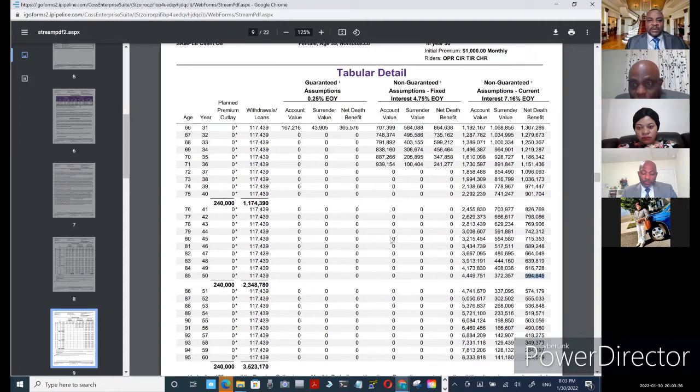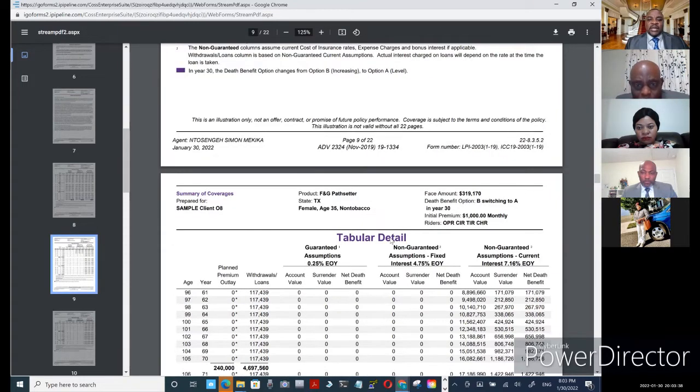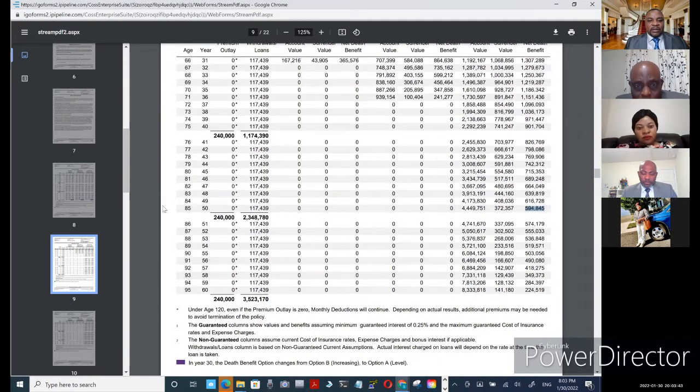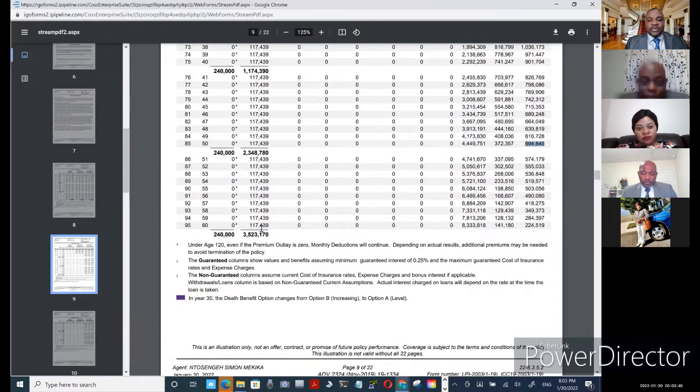Fast forward again. We are saying that this money is almost tripling every 10 years, not even doubling. Now, at the age of 95, which I know a lot of people who have lived up to, you would have taken out 3.5 million from what? The 240,000 that you invested. And you are still having 141,000 left in liquid cash. You could still take a net benefit of 224,000.